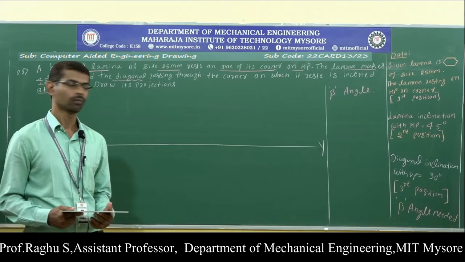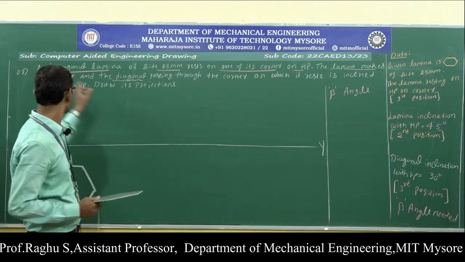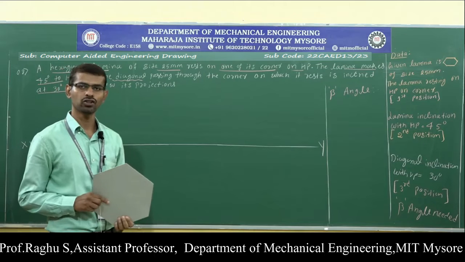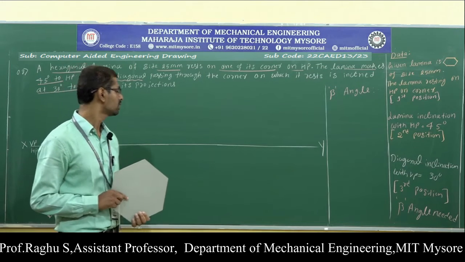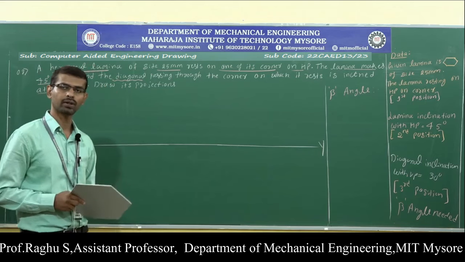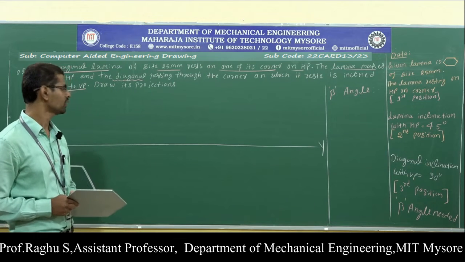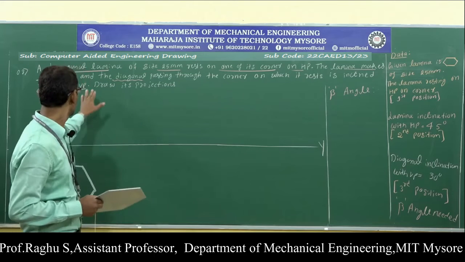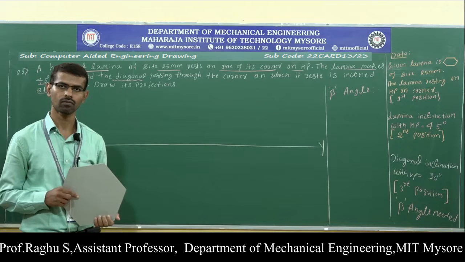Welcome back. The next problem is on hexagonal lamina. A hexagonal lamina of side 25 mm rests on HP on one of its corners. The lamina makes 45 degrees with respect to HP, and the diagonal passing through the corner on which the lamina rests is inclined 30 degrees to VP. Draw its projections. This is the given problem.